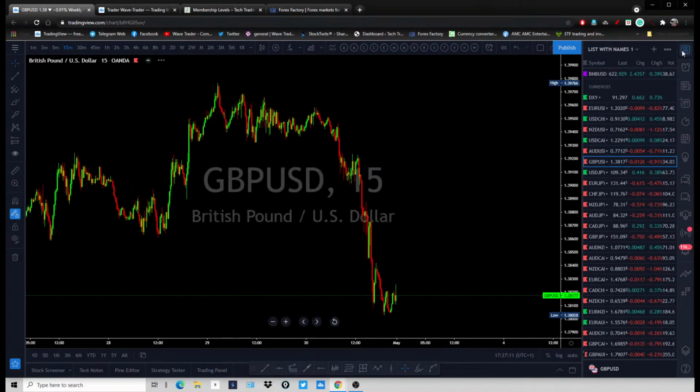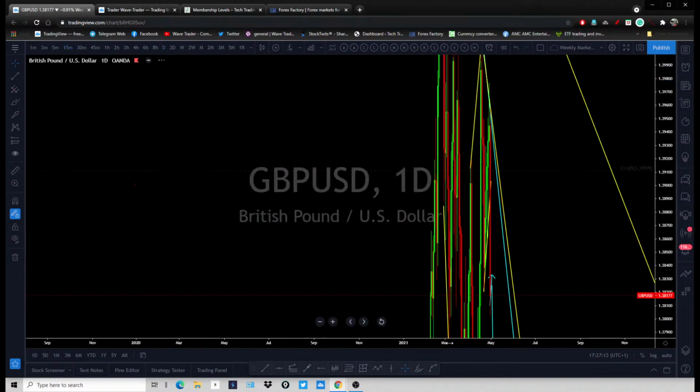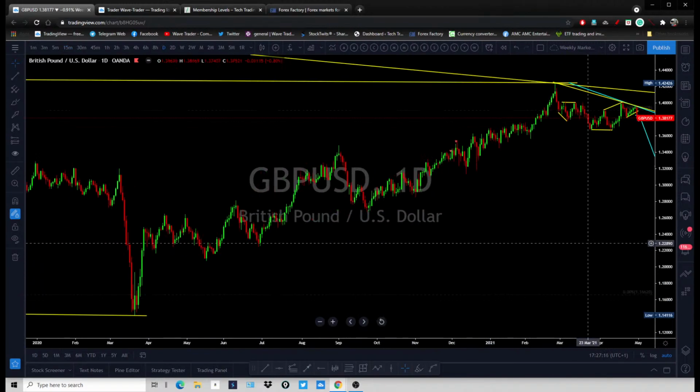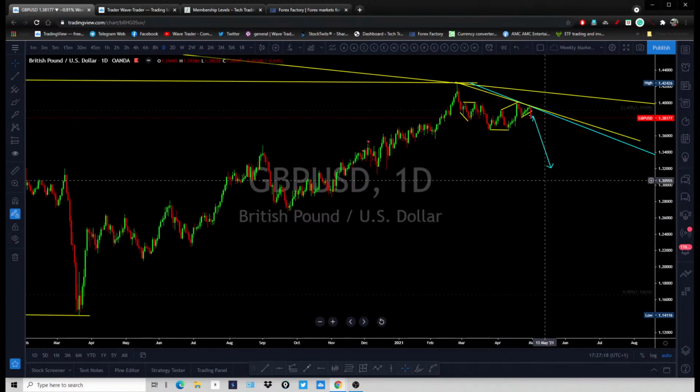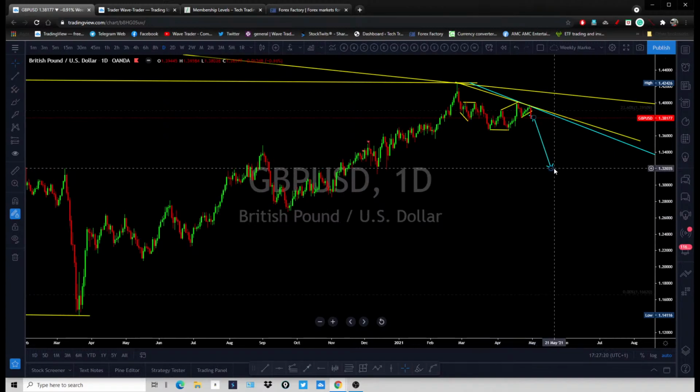Same goes with the pound dollar. Pound dollar is not going to be the best chart right now because it has already dropped a lot. Yet you can still chase that sell opportunity on the pound CAD.